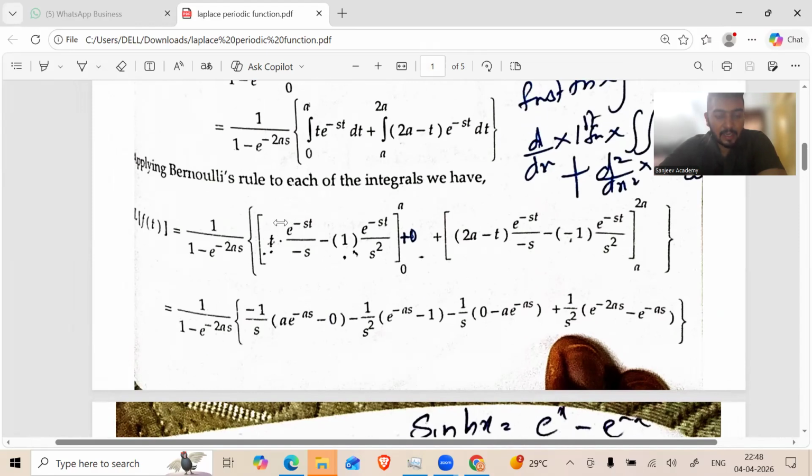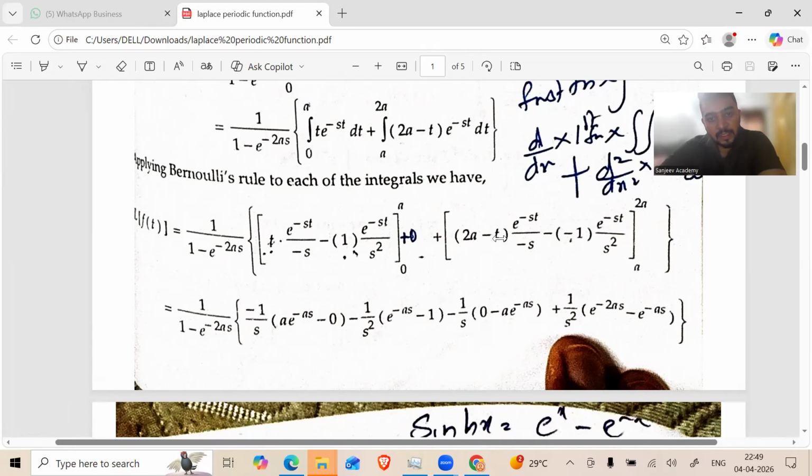That is a trick. Integrate the previous one. So e power minus st, integration is what? By minus s, right? So e power minus st is e power minus st by minus s into minus s, plus s square. Next step, plus 0. Why is 0 written? Differentiation of 1 is what? 0. That's all.